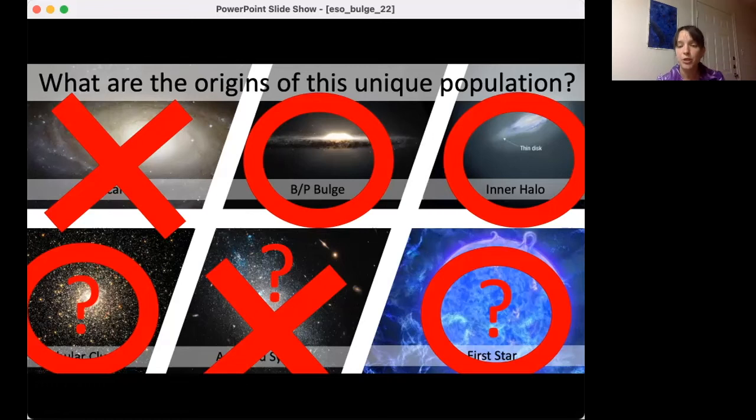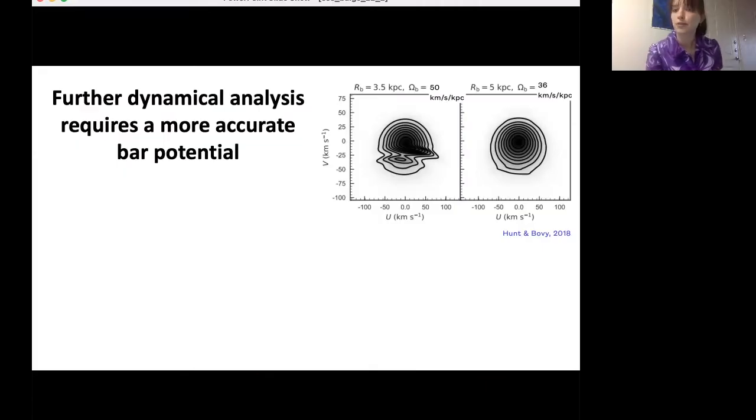And to really dive deeper into this, we would love to do a more detailed dynamical analysis of these stars. In order to perform a more detailed dynamical analysis, however, we require an accurate gravitational potential, which is currently under debate for the inner galaxy. There is a controversy currently over the length and pattern speed of the bar, which is essential to solve not only for intergalaxy dynamics, but the local velocity field is also greatly impacted.